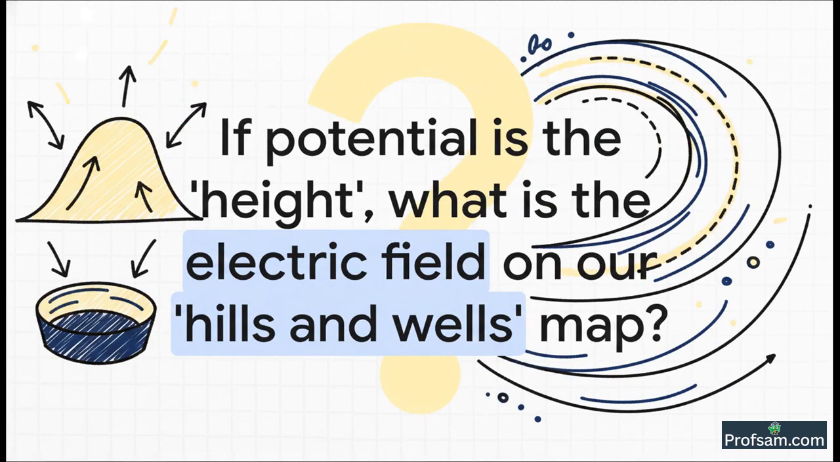And to wrap up, I'll leave you with a final thought to chew on. We started with our analogy of hills and wells, where potential is the height. If potential is the height, what do you think the electric field represents on this map? Think about it. What does the field tell us about the steepness or the slope of our potential hill? It's a really interesting connection, and we'll explore that next time. Until then, keep thinking.